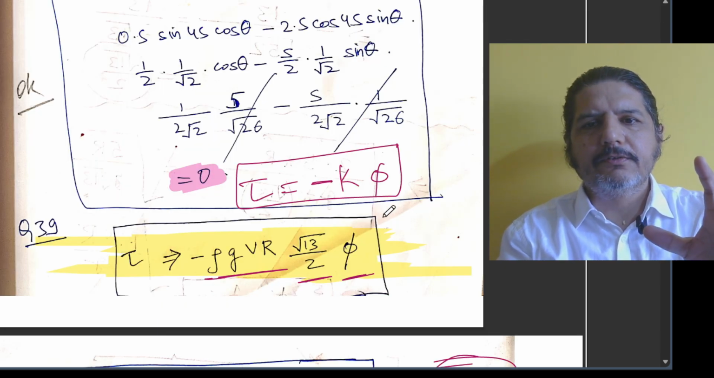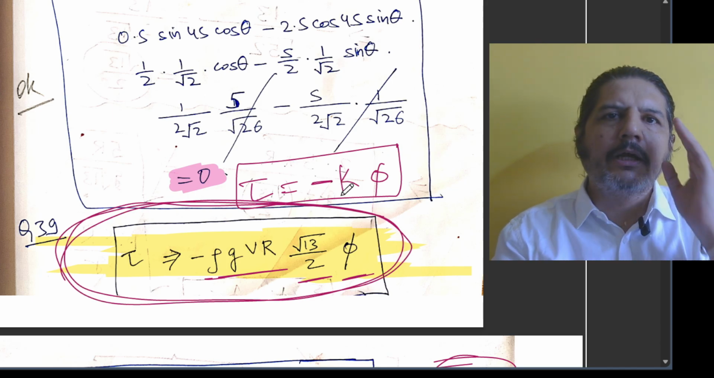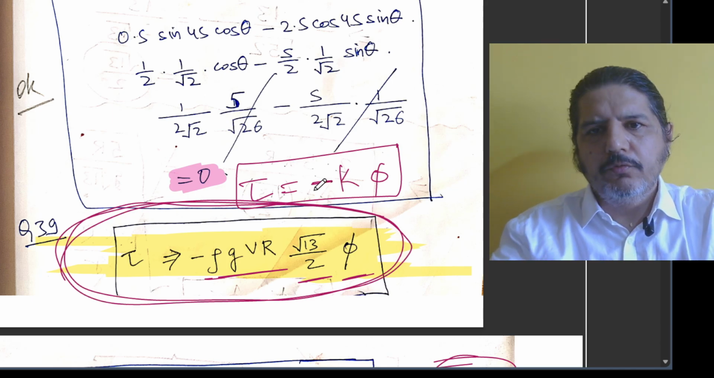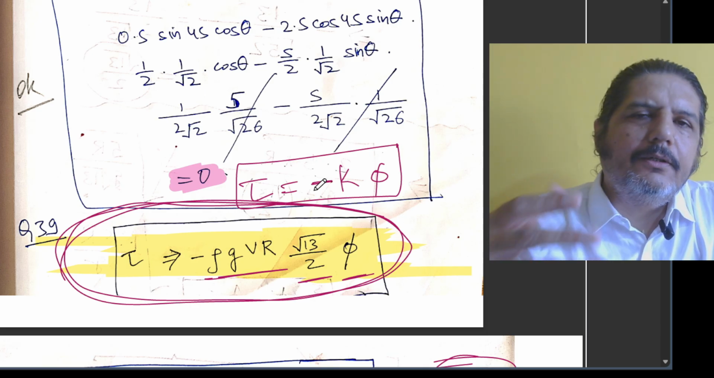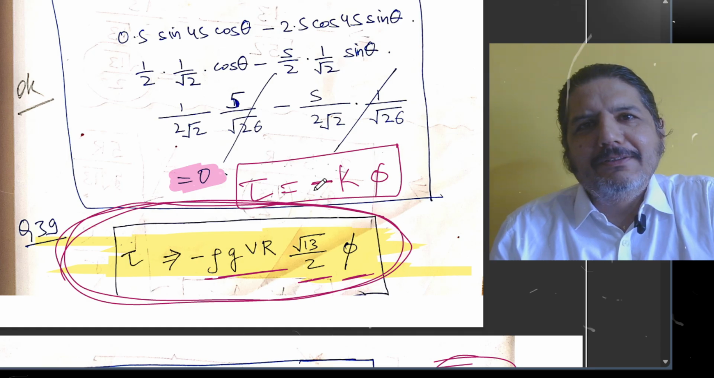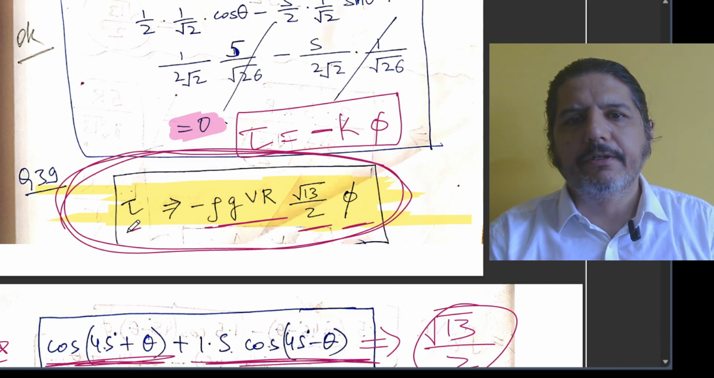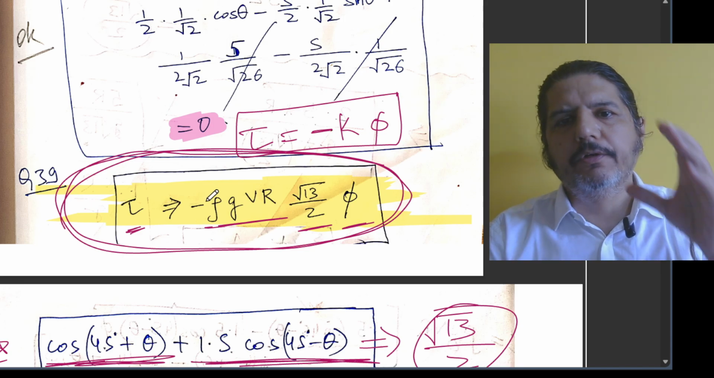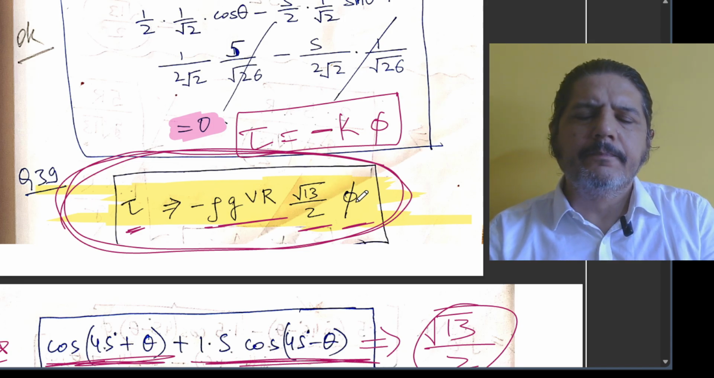We have shown that this is a SHM, and now we have to calculate the frequency and time period. So let's move ahead. I understand that a lot of mathematics is there, but that is how these questions are, and you'll have to manage. So now I have reached this point where I have written the restoring torque in terms of some constant multiplied by phi.